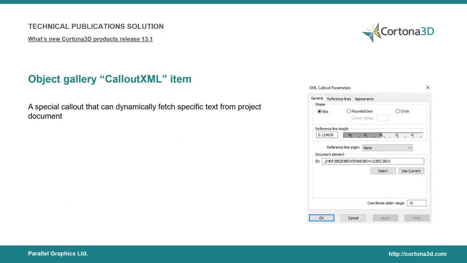Next, we added several new object gallery items. One of them is the so-called callout XML object, which can dynamically fetch or pull a specific text or element from your document. The idea is that if you update the text in the document editor, then that callout value will also get immediately updated. Let's have a look.